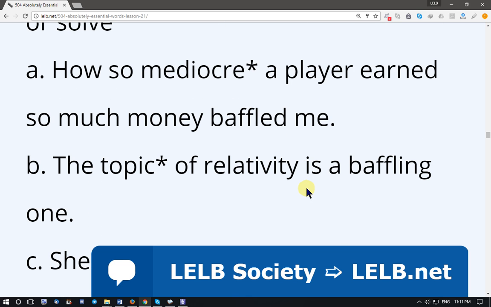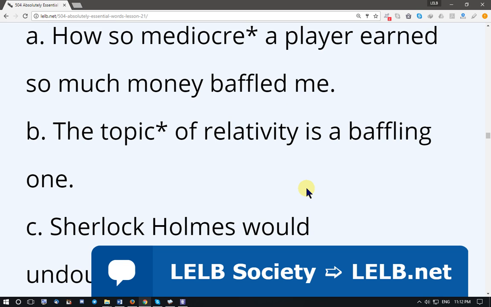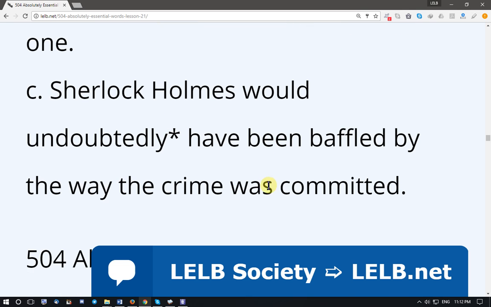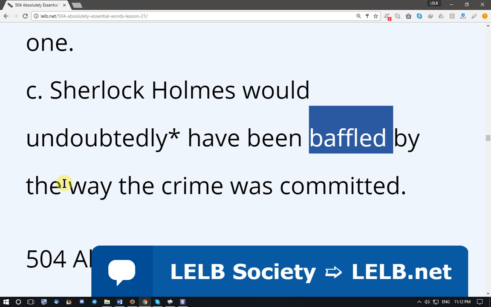The topic of relativity proposed by Einstein is a baffling one. It's a baffling topic. Sherlock Holmes would undoubtedly have been baffled by the way the crime was committed. So it is somehow, maybe actually it is said ironically, it must mean that even Sherlock Holmes, who was a very resourceful detective, would certainly have been baffled and confused by the intensity, or let's say severity, or complexity of the crime that was committed.